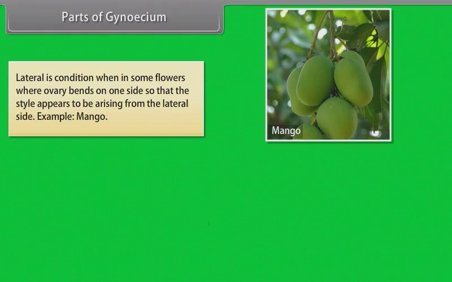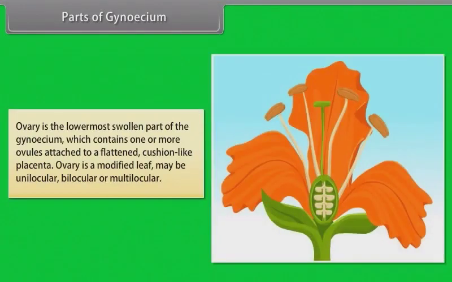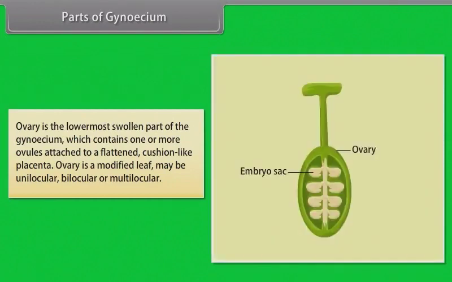Example: mango. Gynobasic is the condition in labiate where the ovary is 4-lobed and the style appears to be arising from the depression between the lobes. Example: Ocimum sanctum. Ovary is the lowermost swollen part of the gynoecium, which contains 1 or more ovules attached to a flattened, cushion-like placenta. Ovary is a modified leaf, may be unilocular, bilocular, or multilocular.